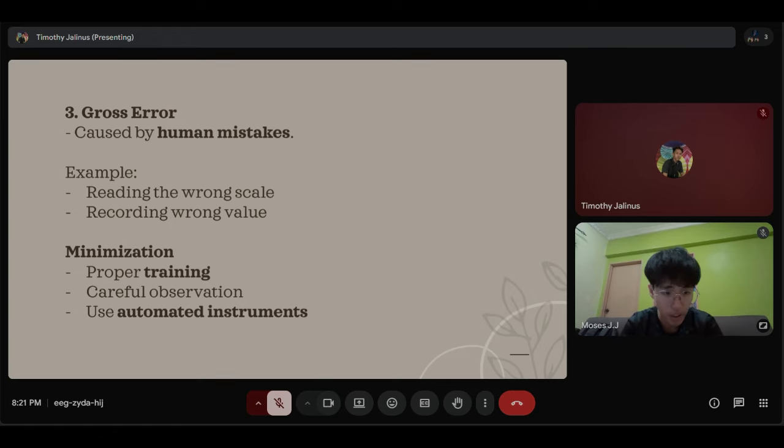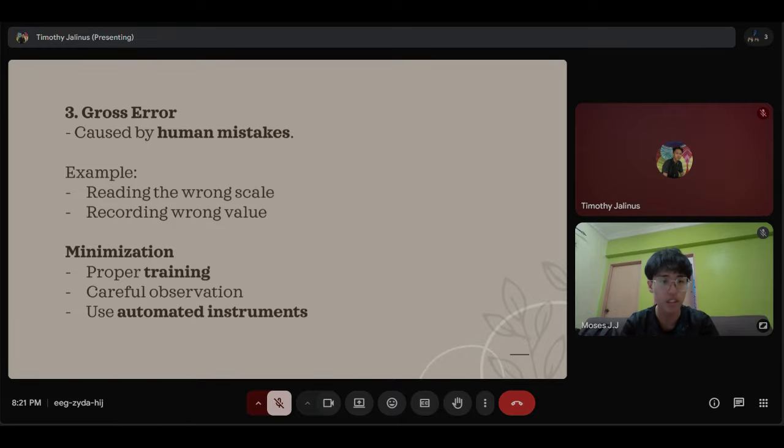Third, proper training and careful observation can help prevent gross errors caused by human mistakes. By reducing these errors, we can improve the accuracy and reliability of the measurement system.